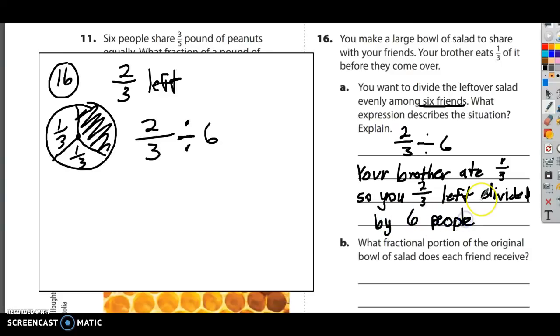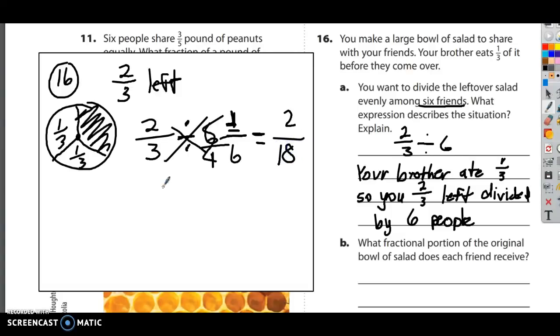So the first question just asks you to describe the situation, which we did. And then the second question says, what fractional portion of the original bowl of salad does each friend receive? That's the answer. So we need to go finish our problem here. 2/3 divided by 6 is the same thing as 2/3 divided by 6/1. Then I multiply by the reciprocal of 1/6. And I get 1 times 2 is 2. And 3 times 6 is 18.